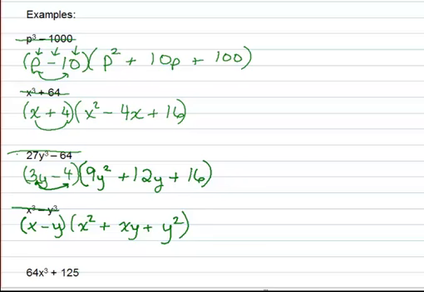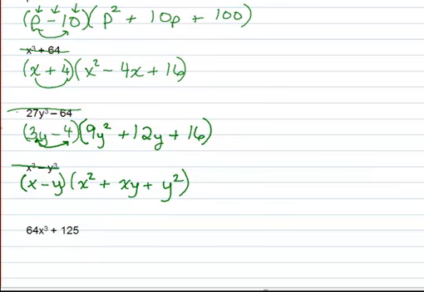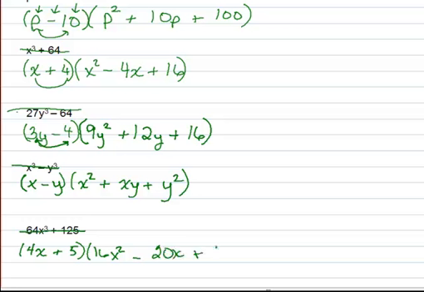Same thing here. Let's get a little bit more room for that. So we want to make sure again that everything is a cube. 64 is 4 cubed, 125 is 5 cubed. So we have 4x, keep the sign, 5, square the first, change the sign, multiply the two, always a plus, square the last, and we're done.